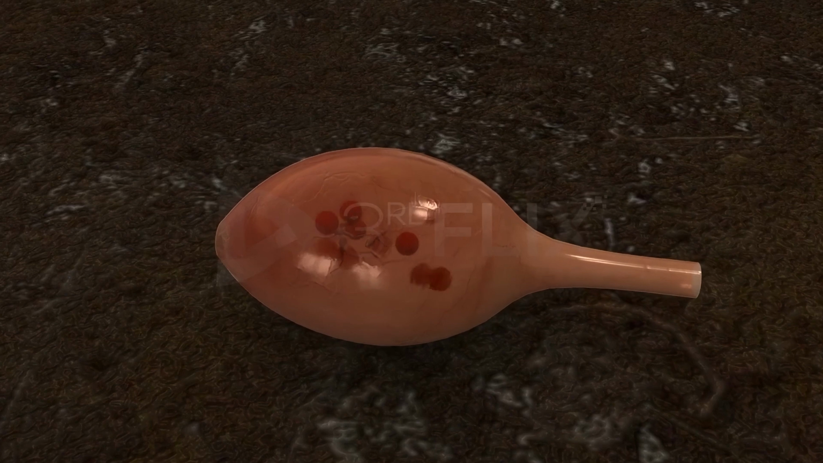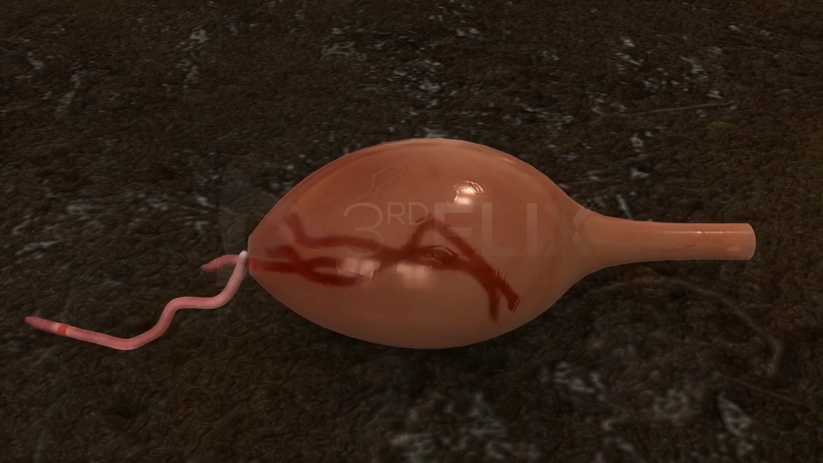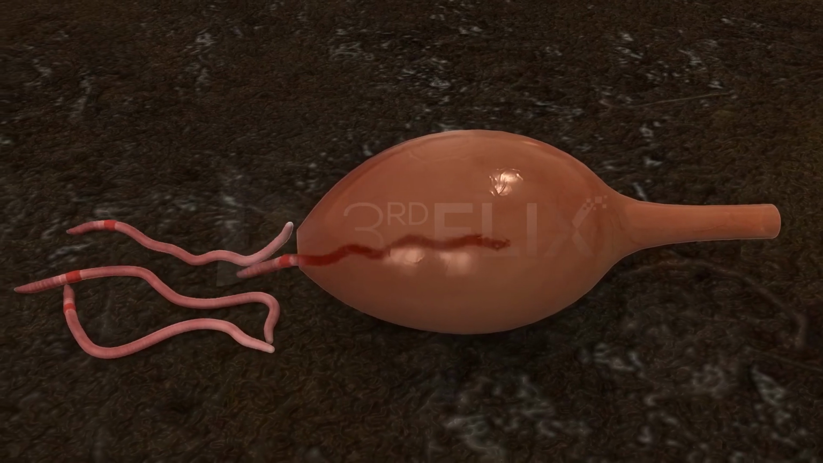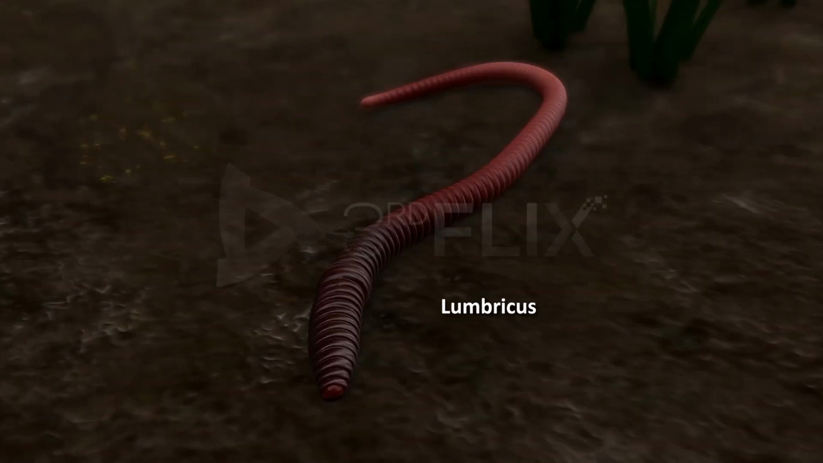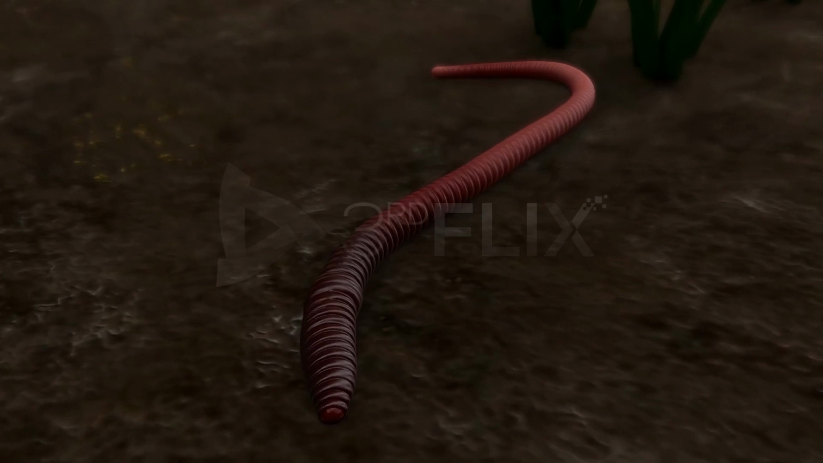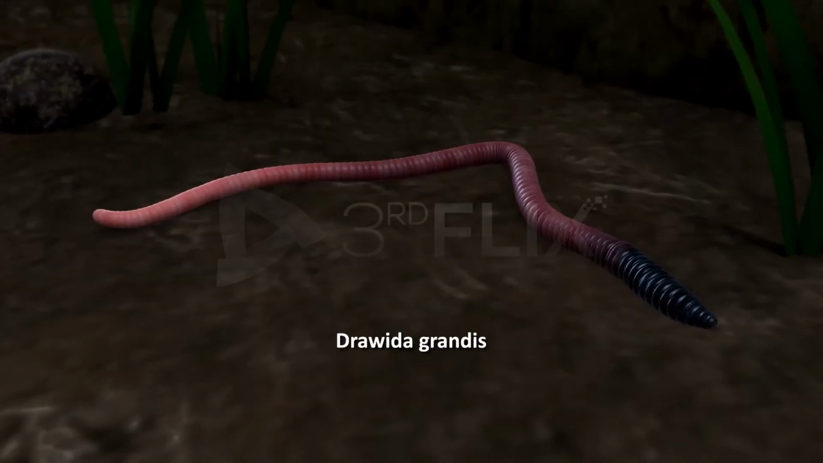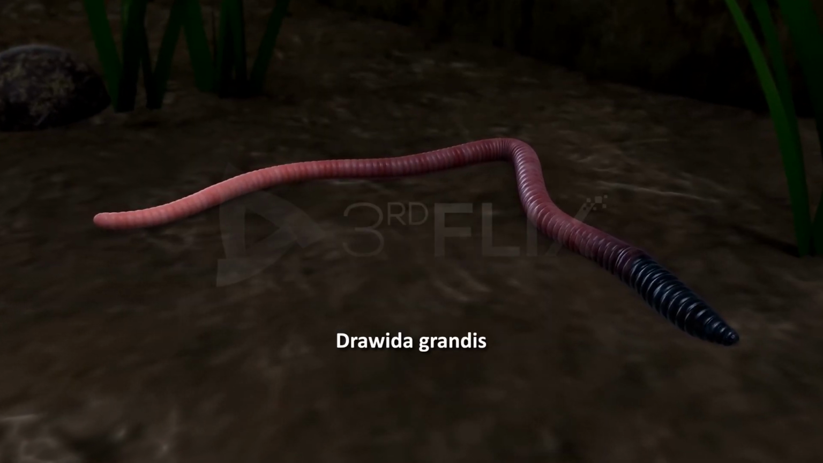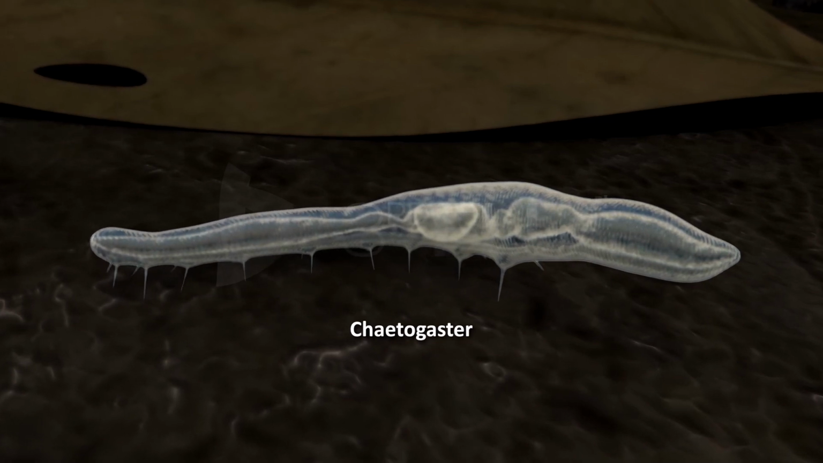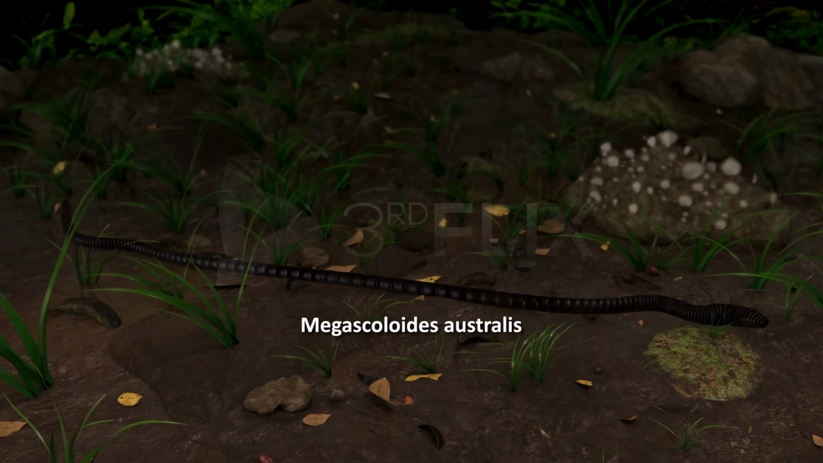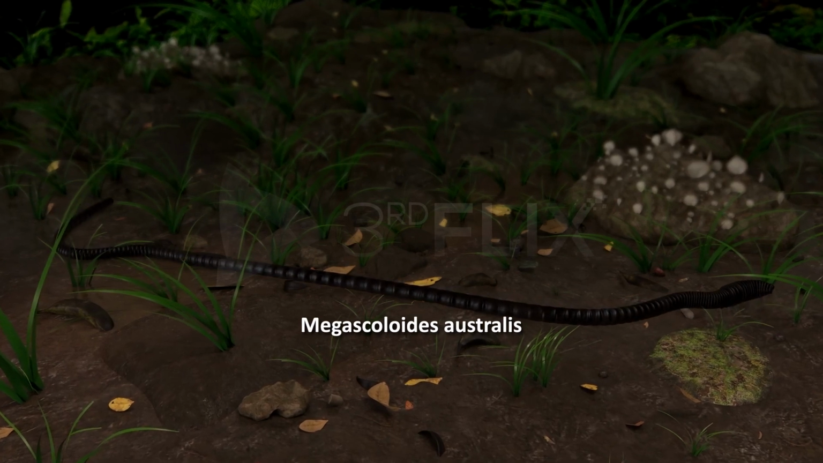Fertilization and development are external and occur inside the cocoons. Development is direct, without a larval form. Examples include Pheretima and Lumbricus, which are the common Indian earthworms, Megascolex and Tubifex. Dravida grandis is the largest Indian earthworm. Chaetogaster is the smallest Indian earthworm, and Megascolides australis is the largest earthworm, which is found in Australia.